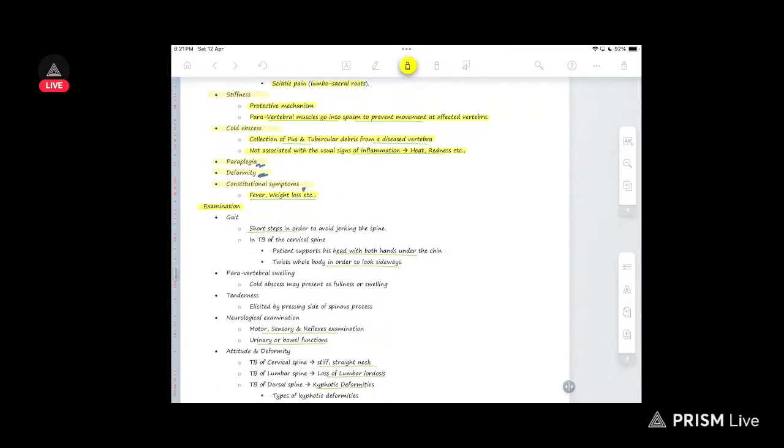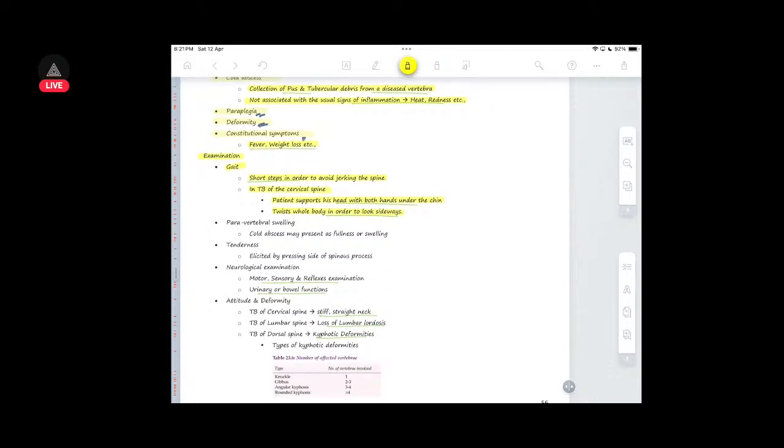Examination wise, you have gait, which has short steps in order to avoid jerking the spine. In TB of cervical spine, patient supports his head with both hands under the chin. He will put both of his hands under the chin and will support the head. Then he twists the whole body in order to look sideways. That is indicative of cervical.